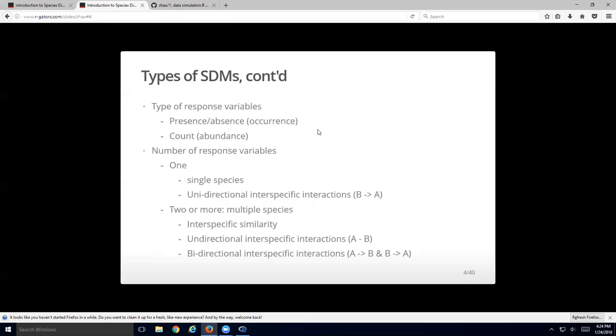For example, you can test if the interaction between species A and species B is strong or not, but you don't really know the direction of that interaction. You can also incorporate bidirectional interactions in your model, which means you are looking at the influence of A on B and the influence of B on A simultaneously.